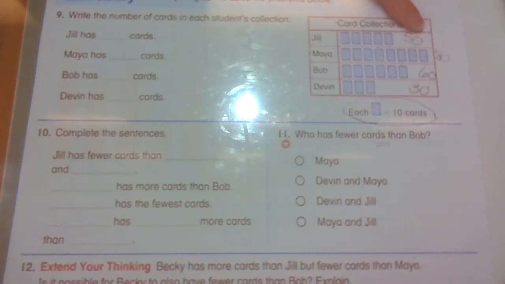Okay, then you're going to take the information here and we're going to fill in over here. It says Jill has blank cards. Okay, does Jill have 5 cards? No. Jill has 50 cards.